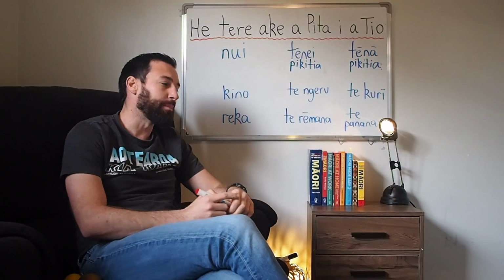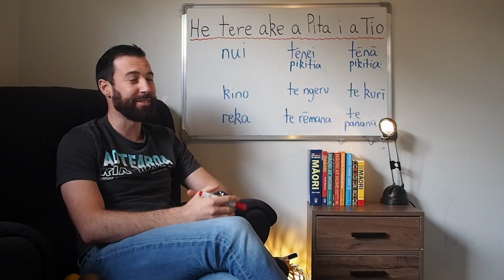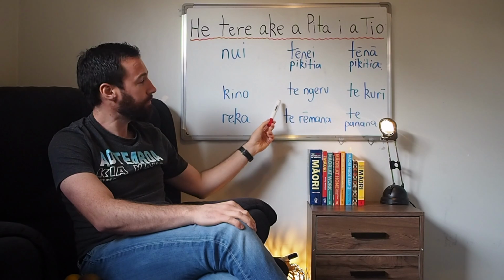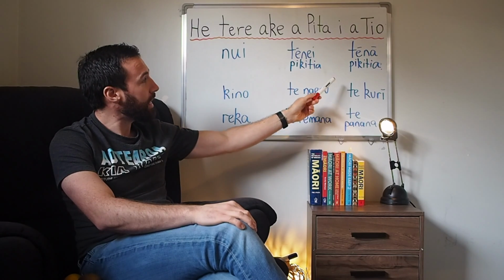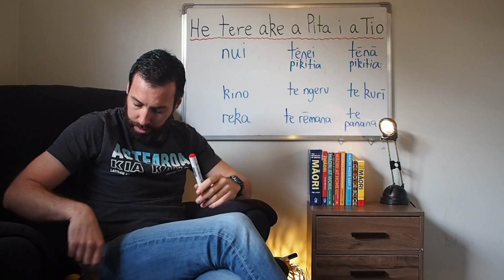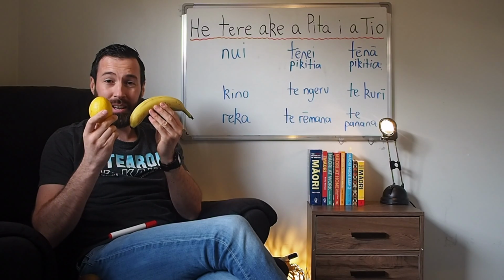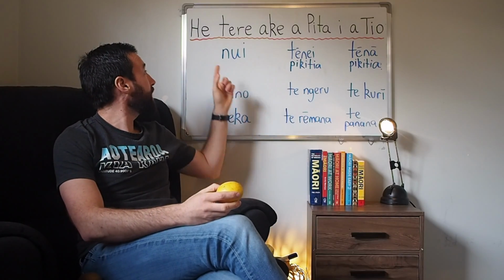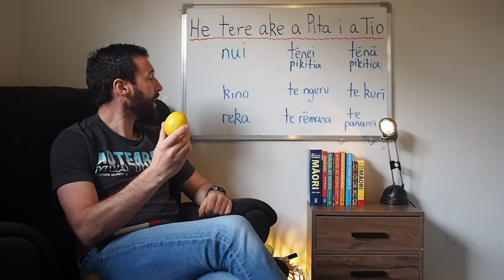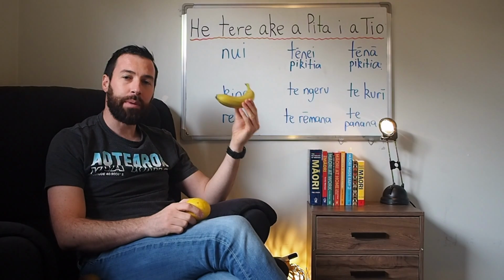Let's go to a couple more examples. Sorry to all you cat lovers out there, but what if I was to say the cat is worse than the dog? There'll be no surprises there, will there? Let's go to our board. We might say he kino ake te ngeru i te kuri. What about our fourth example here? If we were to say, this lemon is sweeter than this banana, what would that look like? We'd say, he reka, ne, sweeter, it's tastier. He reka ake te remana i te panana.